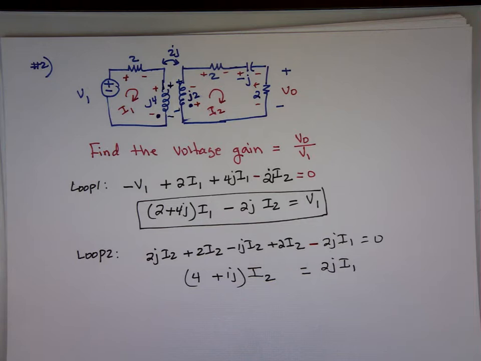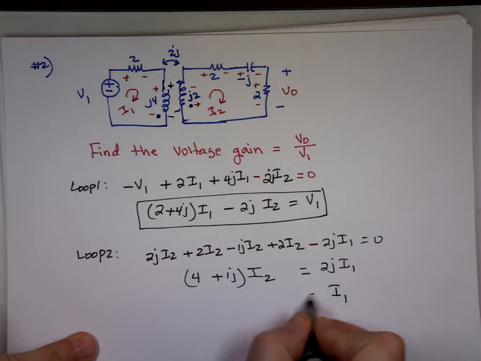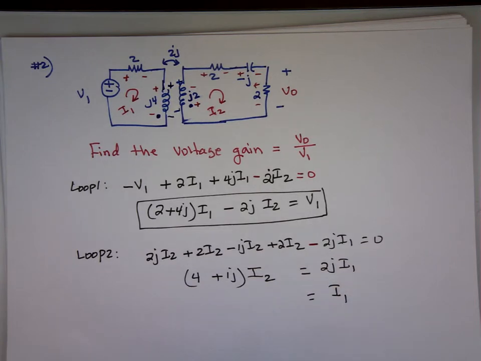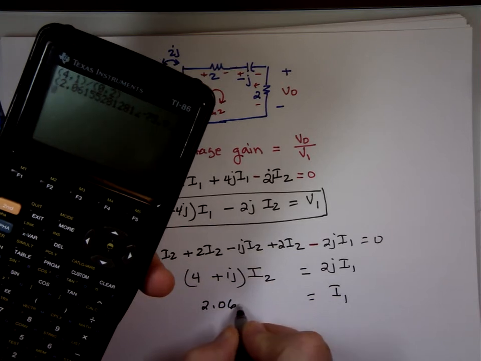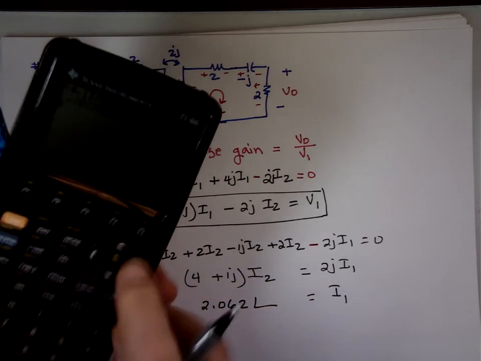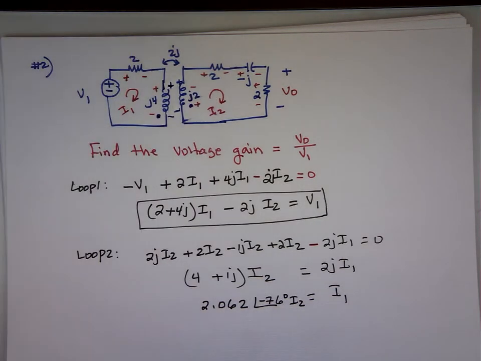And now I have two equations by two unknowns. Maybe I can solve for I sub 1. What is I sub 1? Divide this by 2j. So that's 4 plus 1j divided by 2j, and in polar it's 2.062 roughly, angle negative 76 degrees approximately, I sub 2. That's my second equation.